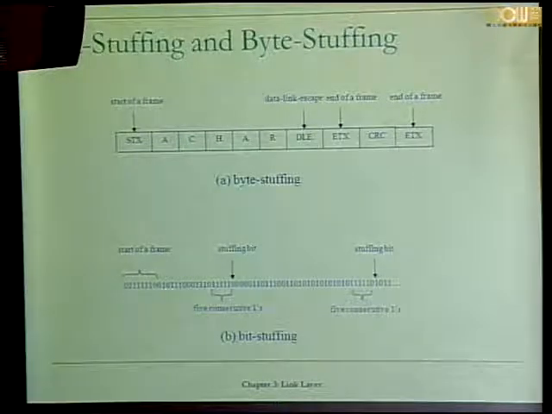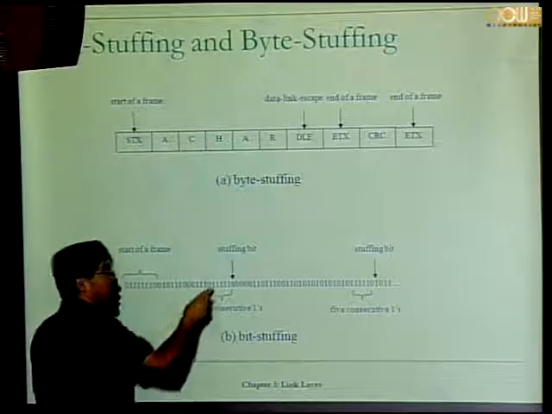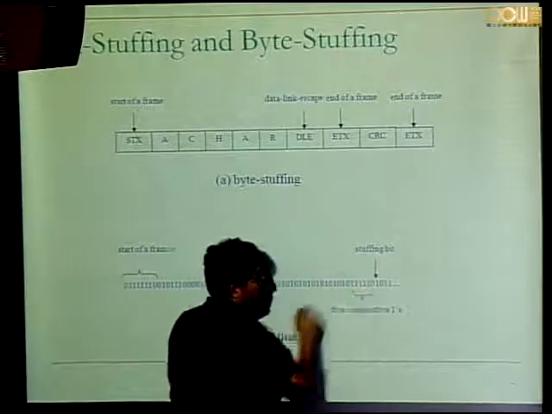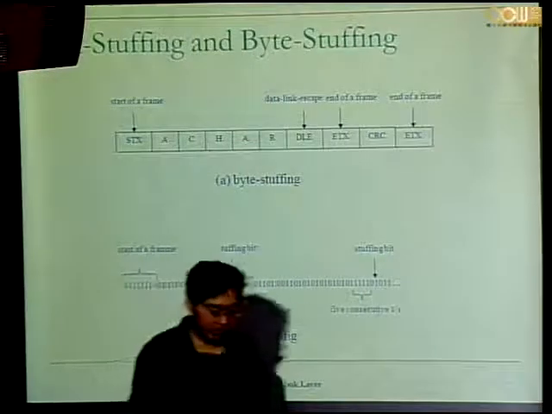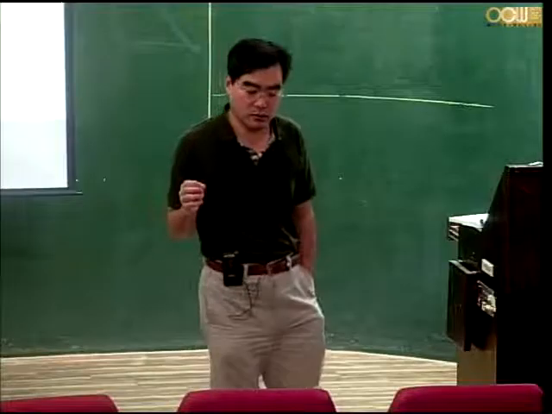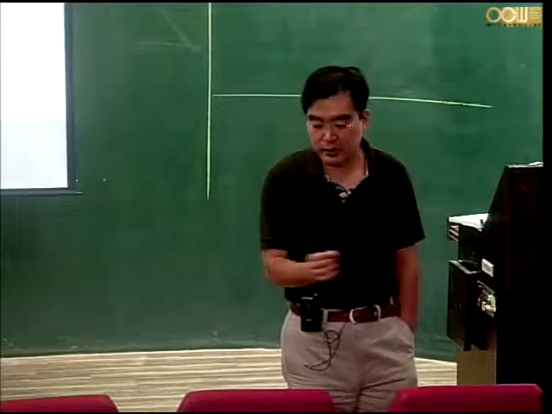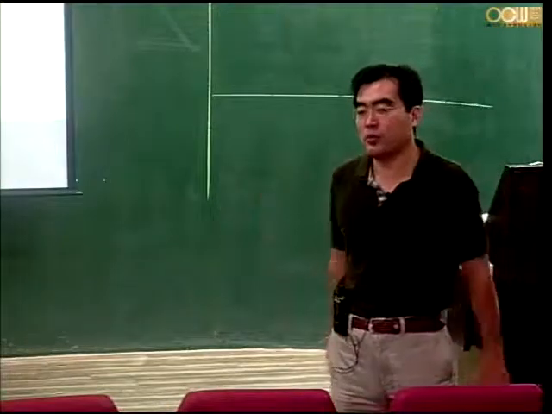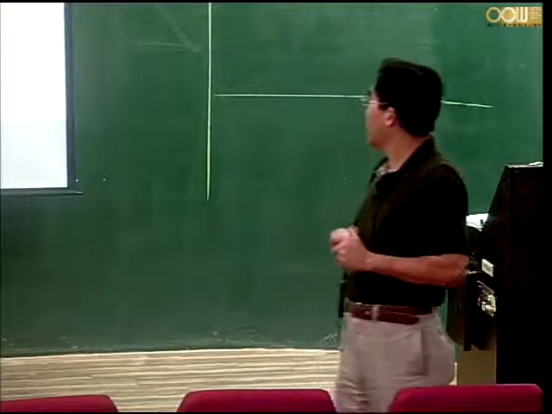However, if it has been stuffed, then it will see 5 consecutive ones, and then the next one will be 0. So if the next one is 0, I remove that one. That's called destuffing. I destuff this bit 0, I destuff this bit 0 to recover the bit pattern. So there will be no confusion if the transmitter does it that way and the receiver does it that way. It's kind of mechanical.